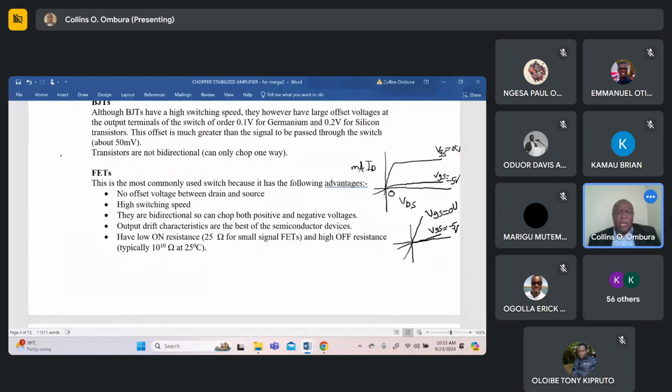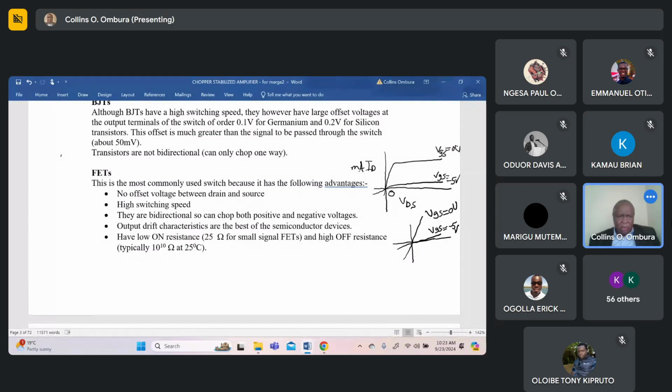Number two, FETs have a very high switching speed. In fact, most of the satellite LNBs, low noise blocks, use FETs. The LNB is the unit that you put outside, connected to the satellite dish, to receive the electromagnetic waveforms from the satellite. Most of them tend to use a special type of FET. So FETs can work up to very, very high frequencies, so they have a high switching speed.